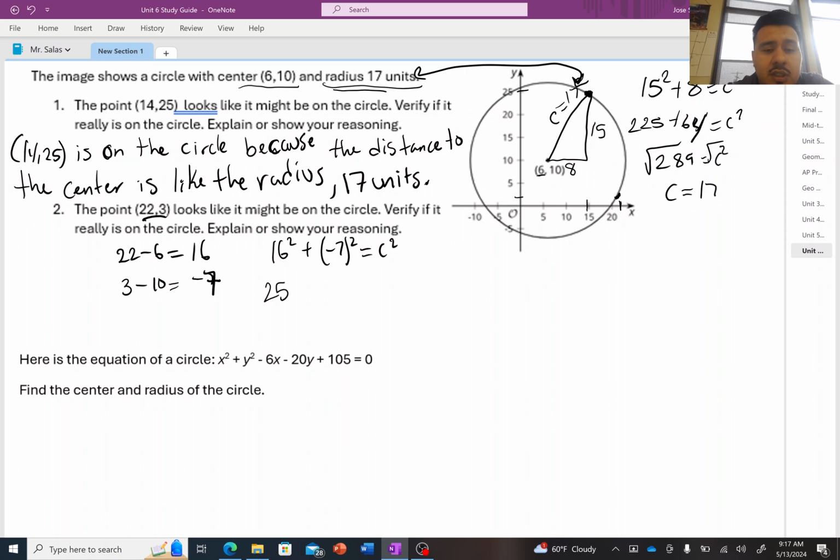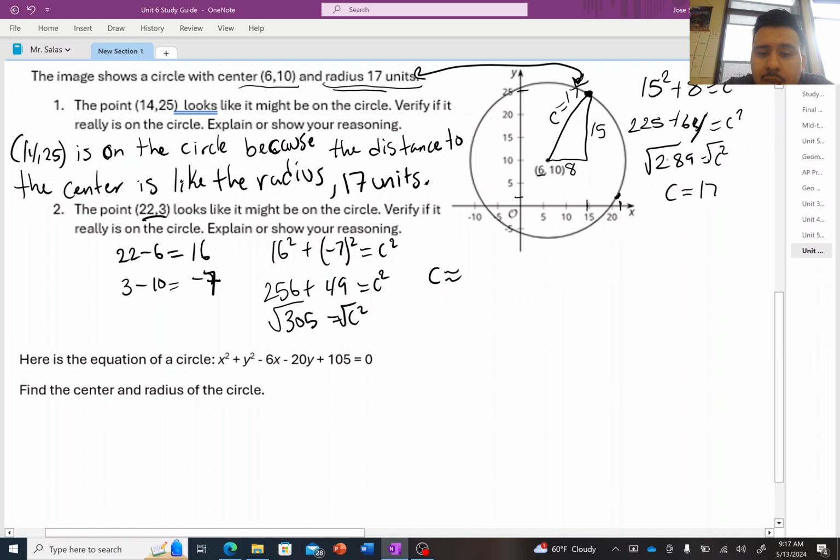16 squared is 256 plus negative 7 squared, that's 49. The negatives cancel out because negative 7 squared is negative 7 times negative 7. In this case, this is going to be equal to c squared. This simplifies to 305 is equal to c squared. I take the square root of both sides, and I get that c is approximately, so instead of an equal sign, you draw a little squiggle here, an approximation of 17.46 units.